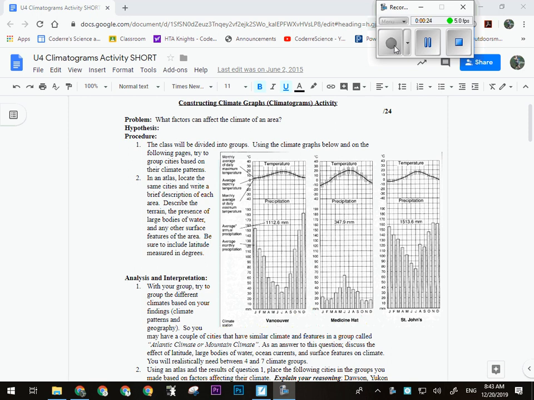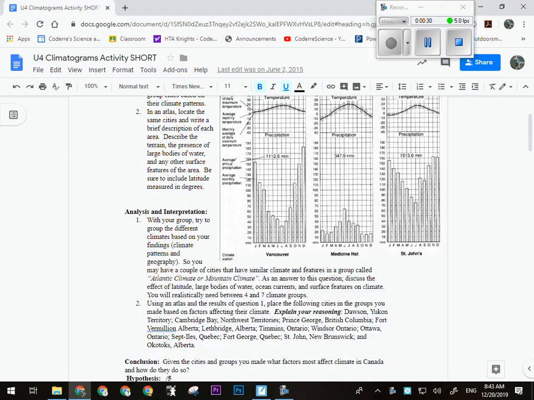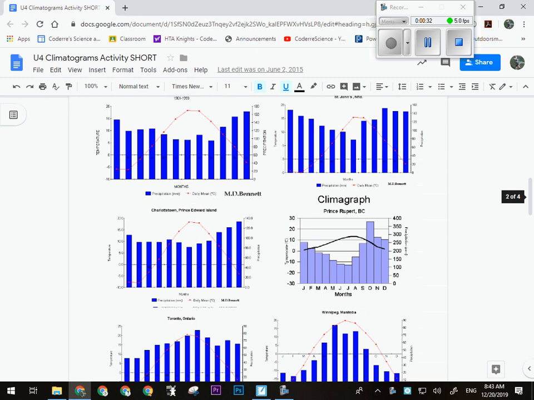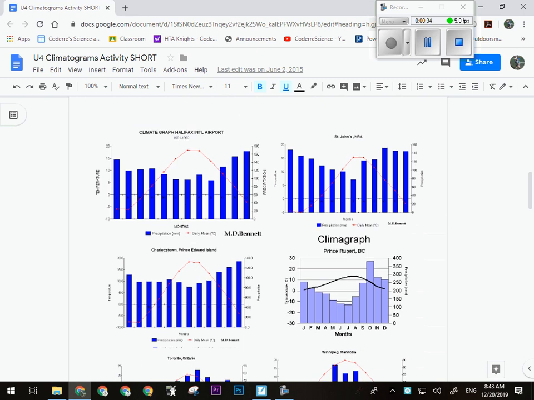Not all climatograms are set up like these three, where the precipitation and the temperature are separated. Most of them look like the ones on the next page, sharing the same graph. So we're going to have to do some interpretation of the climatograms. One of the most important things is to carefully look at the scale. The scale is not the same for every graph.